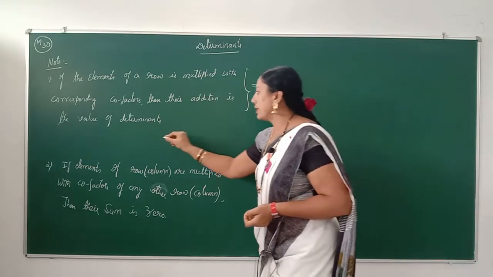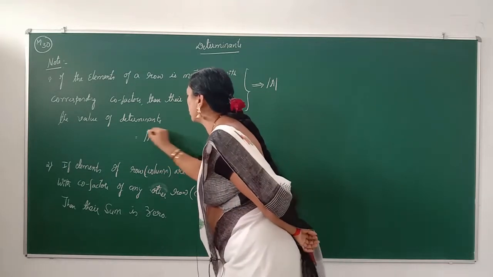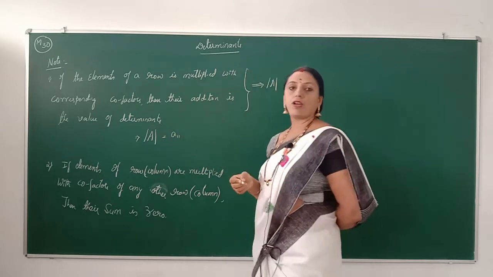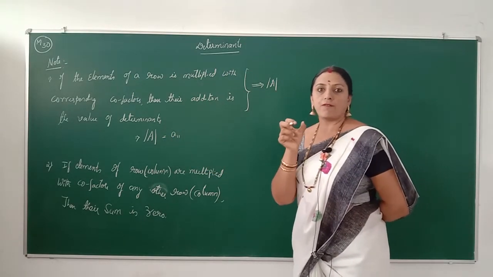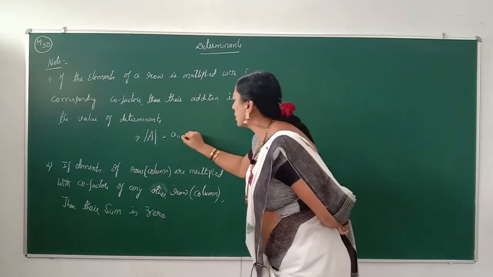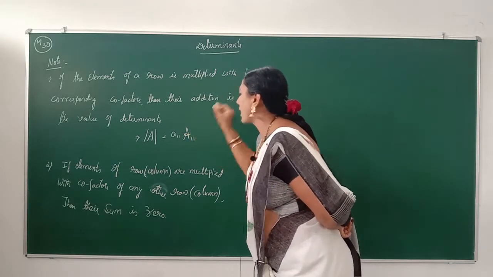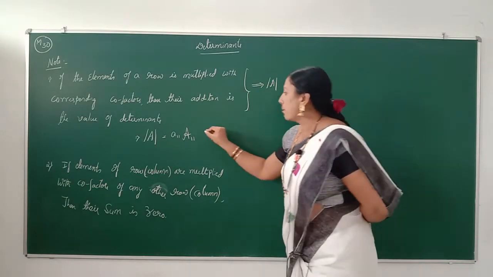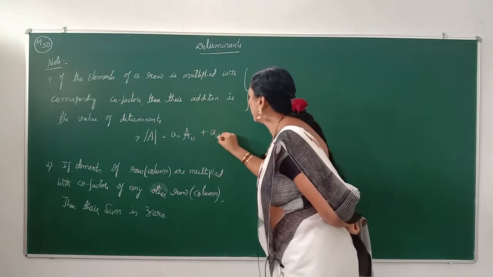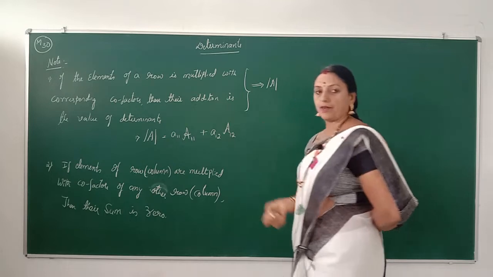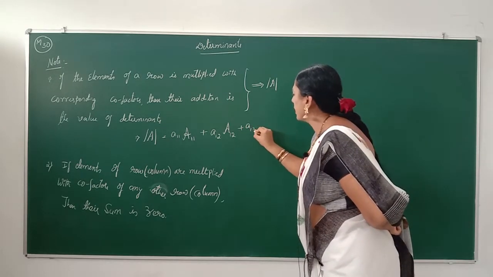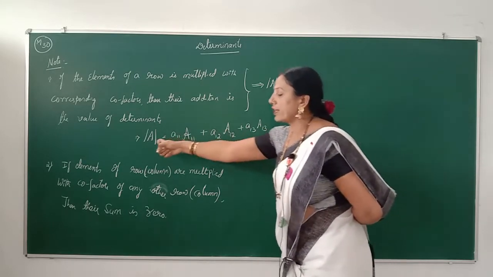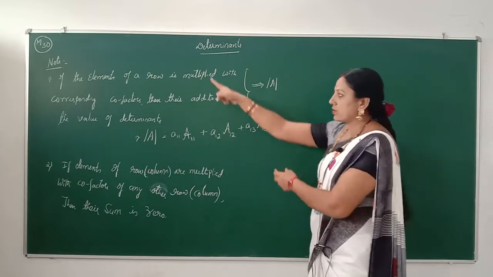So that can generally be written as determinant of A is equal to a11, the element of the first row and first column, multiplied with its corresponding cofactor, which is denoted by capital A11, plus a12 multiplied with capital A12, plus a13 multiplied with capital A13. So that is one of the formulas to find the determinant of A by using that property.